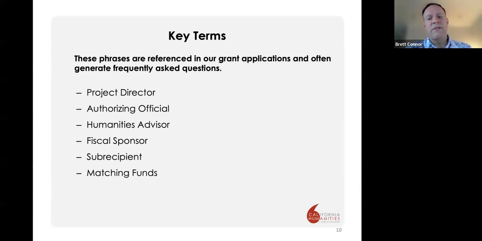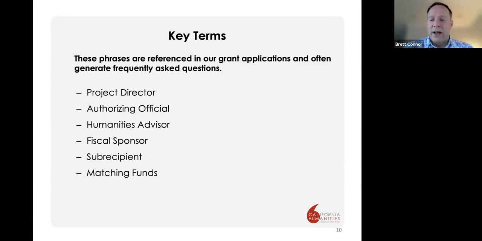The second one, authorizing official, is someone who in your application process will sign off on all the materials you've submitted. It depends on how your organization is laid out. This may be a development director, a grants manager, or your executive director, whoever it may be. That will be the person that will sign off and certify that all of the materials you've submitted on your proposal are accurate and true. And if you are awarded a grant, that will also be the person that will sign and execute the grant agreement.